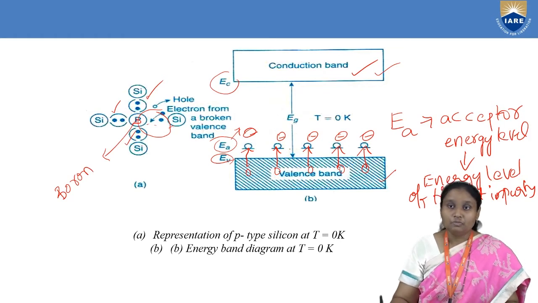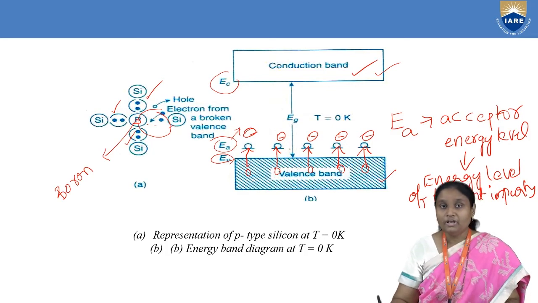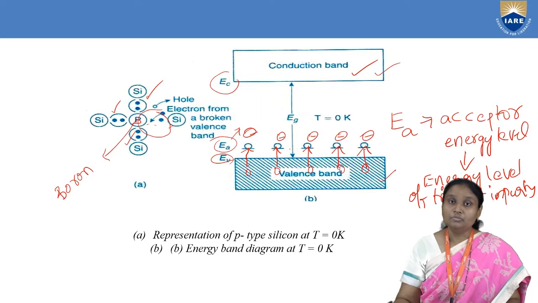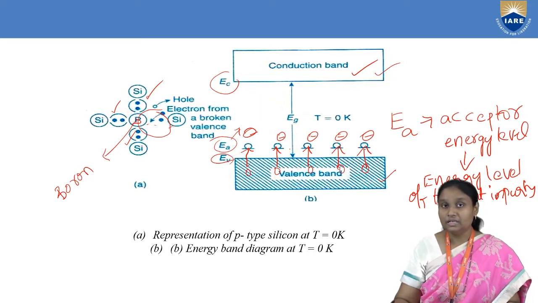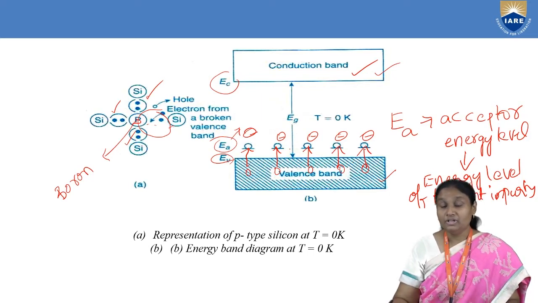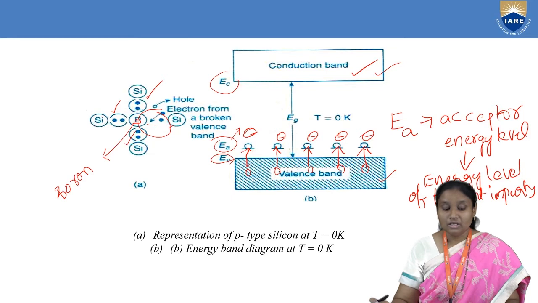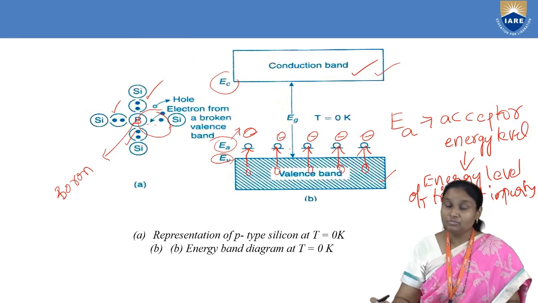Now next, we'll try to get an expression for carrier concentration in p-type semiconductors. In intrinsic semiconductors, because we have an equal number of holes and electrons in the valence band and conduction band, we derived expressions for both electrons and holes. But in n-type semiconductors, majority charge carriers are electrons, so there we derived an expression only for electrons. Here, majority charge carriers are holes in p-type semiconductors.